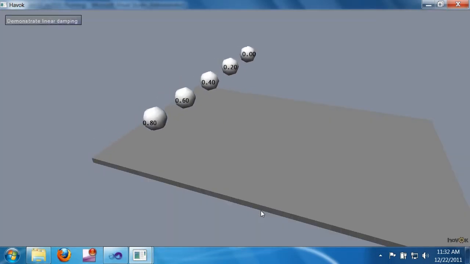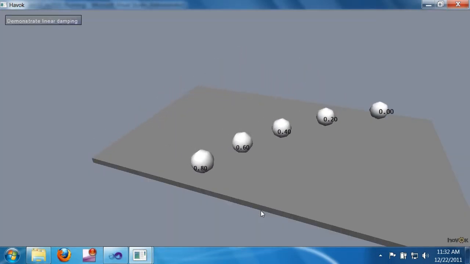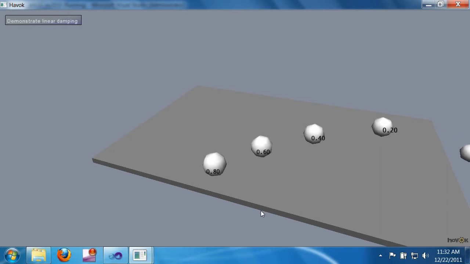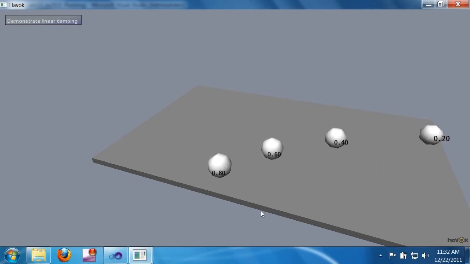The faster it's moving, the faster it loses velocity. In this demo, I have 5 spheres, all launched with the same initial velocity, but they have different damping values, and we see that the ones with more damping lose their speed sooner and travel a shorter distance. Damping can be used to approximate the effects of air resistance, and it'll make bodies come to rest more quickly and generally remove energy from the system.